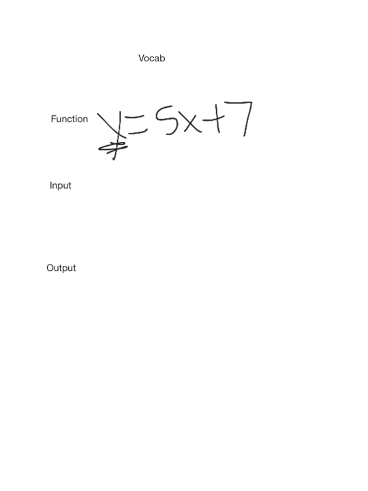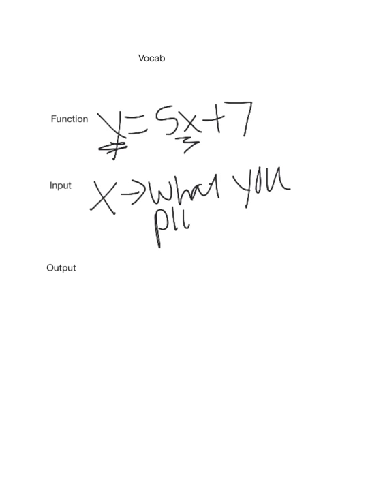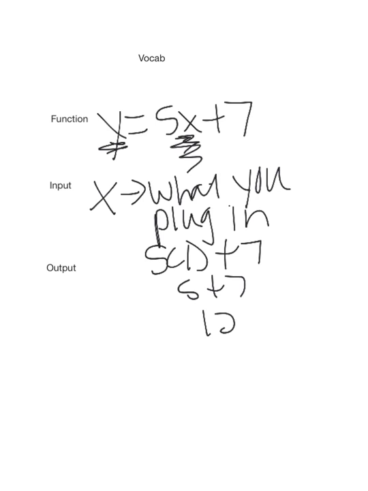You've got a y and you've got an x. Input is the value that we put into the function. This is x. This is what we plug in. For example, if I wanted to plug in 1, I would plug in 1 where I see my x. 5 times 1 plus 7, 5 plus 7 is 12.